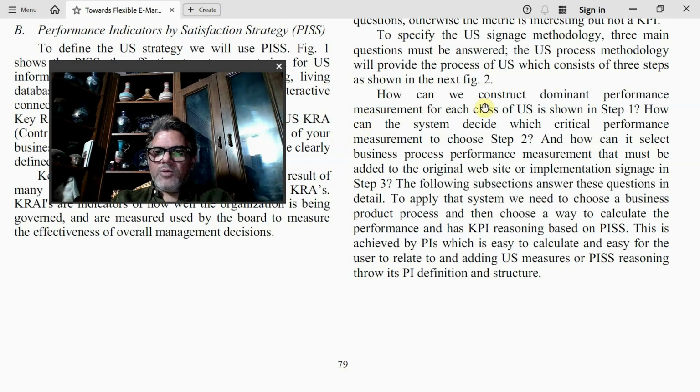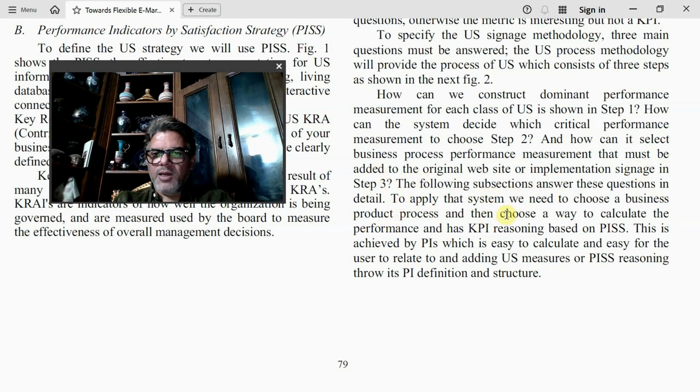So how can we construct dominant performance measurement for each class of the user satisfaction? That's step one. How can the system decide which critical performance measurement to choose? That's two. How can it select business process performance measurement that must be added to the original signage or the original website or implementation signage in step 3? The following subsections answer these 3 questions.